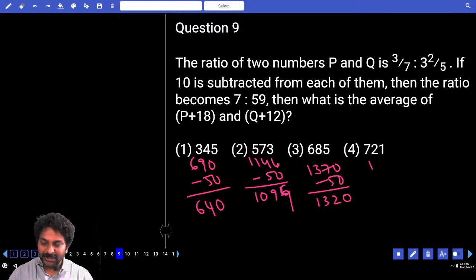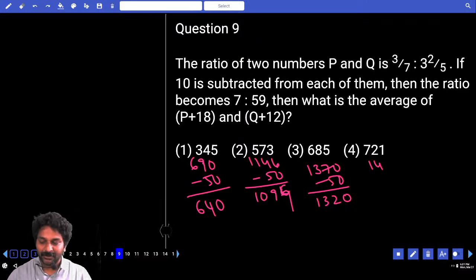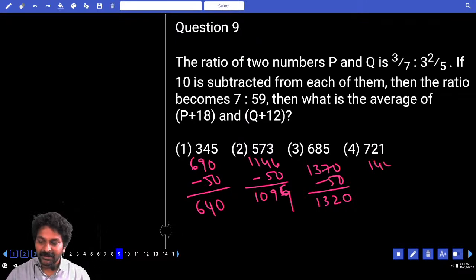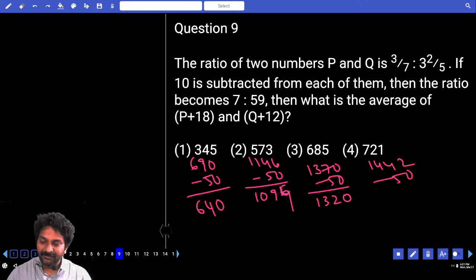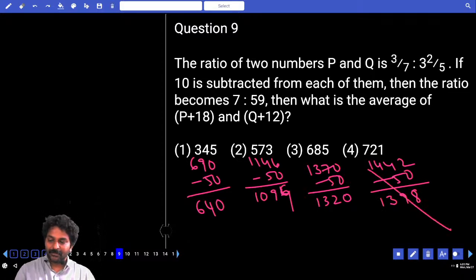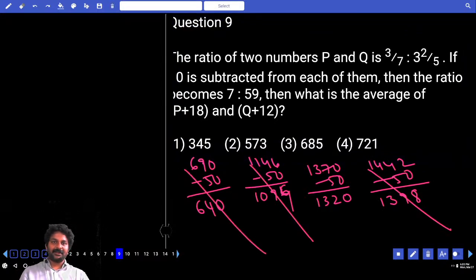Yes. 2 times of last option, that may be your answer, hold it. Fourth option 2 times 1442 subtract 50, 1398, is it 11 multiple? There is only one, 1320, final answer. నేను 3 ways చెప్పా, దానిలో మీకు ఏది అర్థమైతే అది చేసుకోండి. నెక్స్ట్.